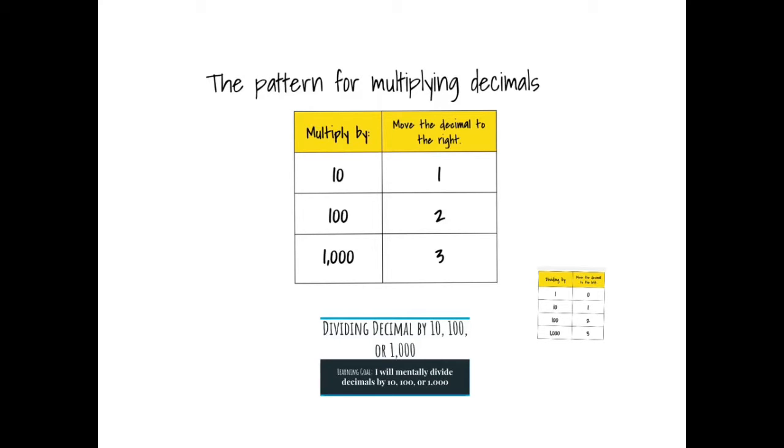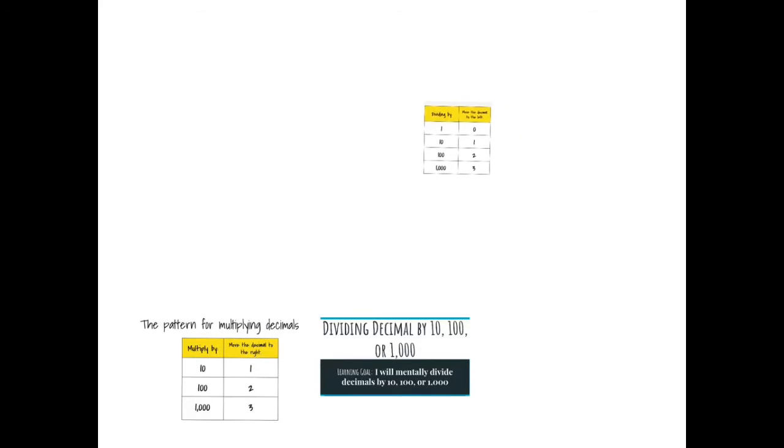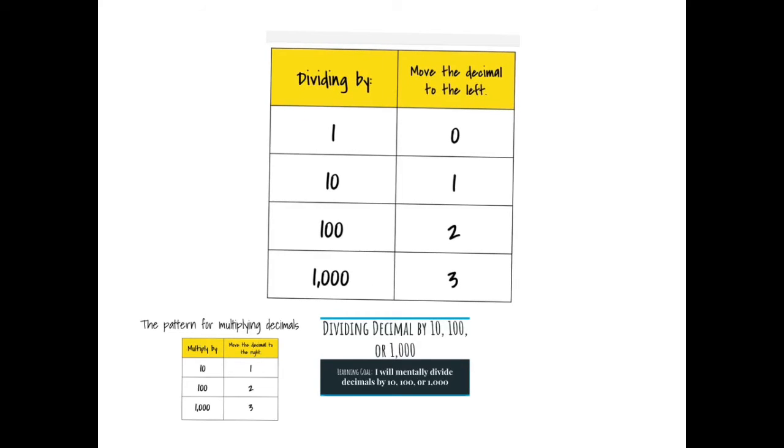When you multiply by 100, you move the decimal point 2 places to the right. When you multiply by 1,000, you move the decimal point to the right 3 places. When you divide decimals, you are going to do the opposite. You're going to move the decimal point to the left.